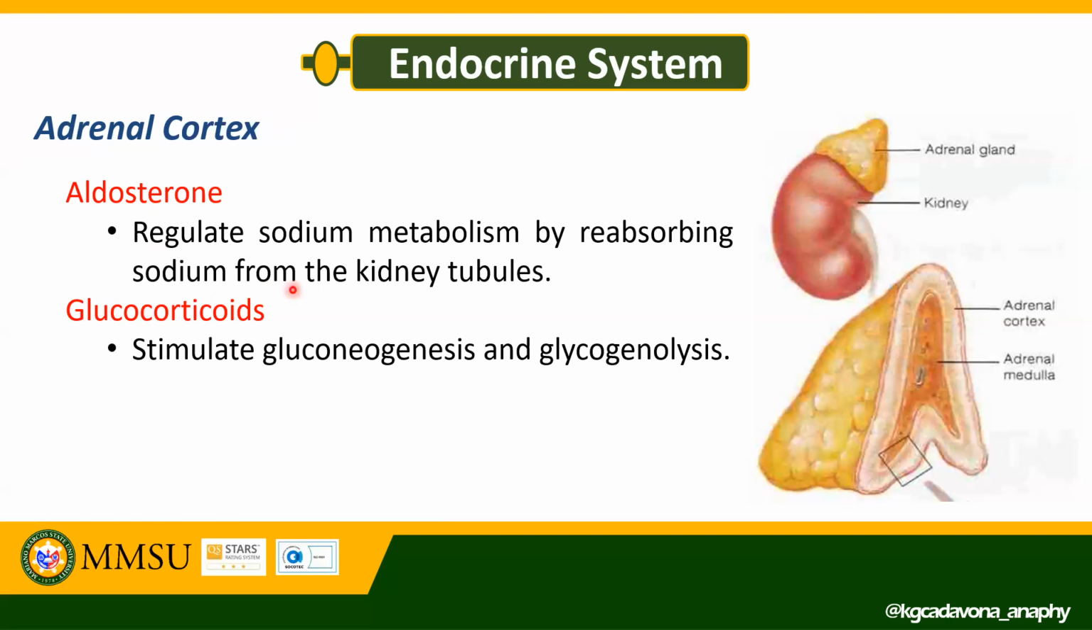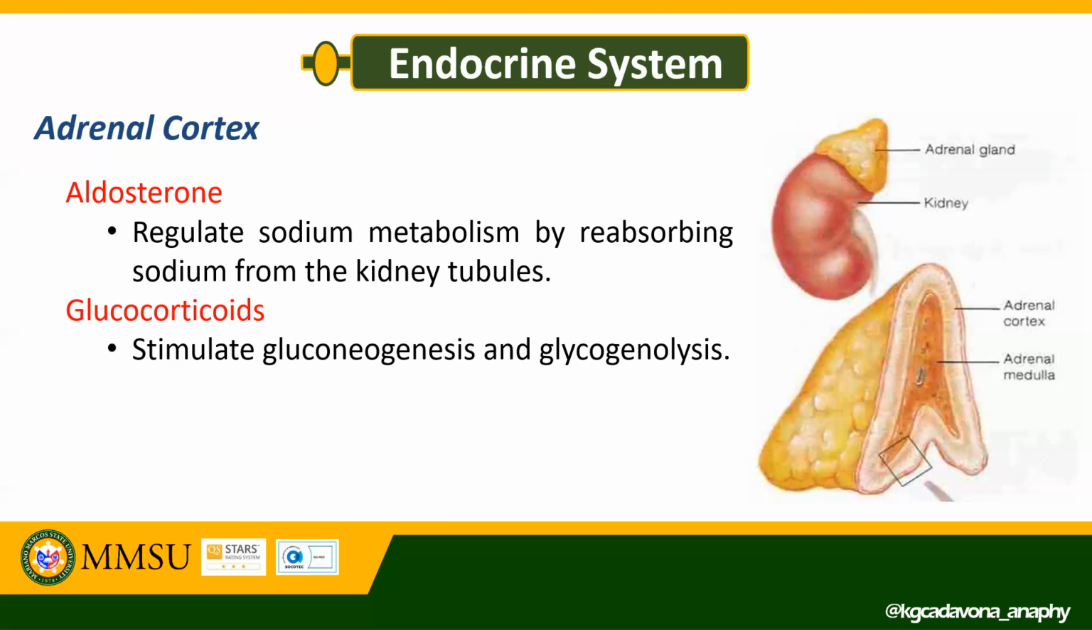Now for the adrenal cortex, it usually secretes the aldosterone and then the glucocorticoids. So for the aldosterone hormone, it says here that it regulates sodium metabolism by reabsorbing sodium from the kidney tubules. So this means these function in the regulation of sodium and potassium balance. So the regulation of balance is primarily accomplished by controlling the loss of sodium and potassium in the urine. Okay? It regulates the salt and water balance in the body of the animal.